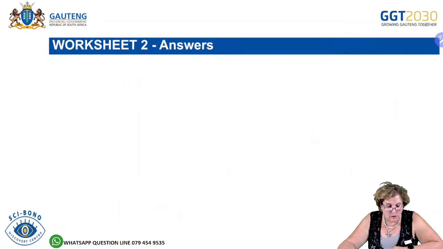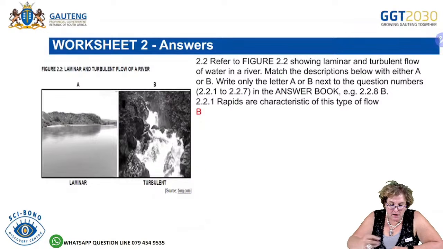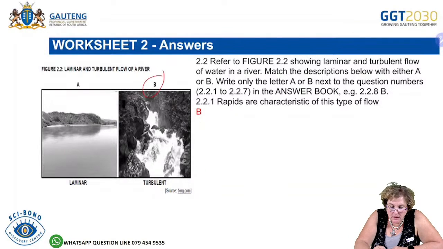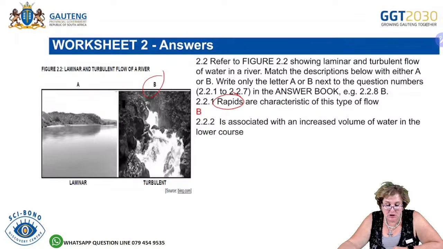And girls, let's quickly look at the answers that we have here. The rapids are characteristic of this type of flow. It is B. Rapids are like small waterfalls. Rapids are characteristic. It's associated with an increased volume of water in the lower course. If I look at this, the lower course is where the river is close to the sea. So it's going to be A.